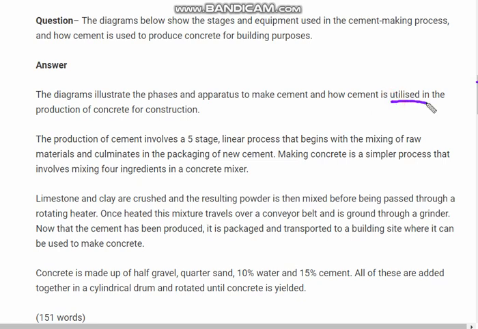So utilized, and the production of concrete for construction. These types of words, this type of vocabulary is necessary. Involves. So linear process: you can emphasize what type of process there is, and it's a very good way to do it.